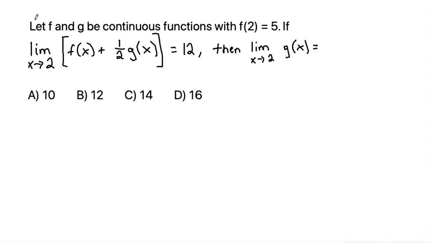Here we have a problem that says, let f and g be continuous functions with f of 2 equals 5. If the limit as x approaches 2 of f of x plus 1/2 of g of x is equal to 12, then the limit as x approaches 2 of g of x is equal to what?